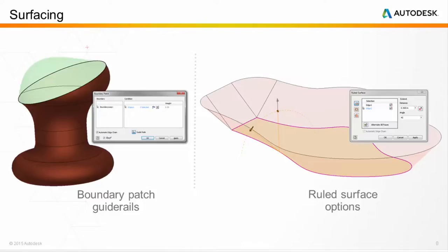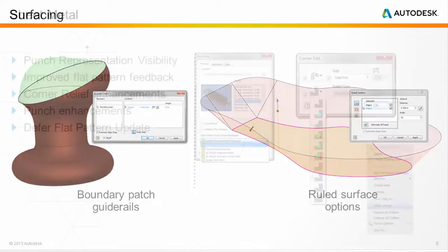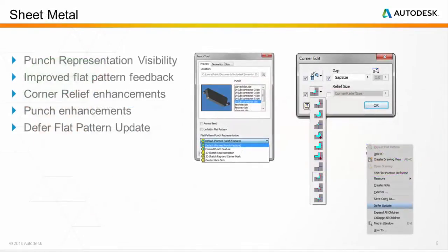Guide rails are added to the boundary patch command, and you can now use curves and points to shape the patch and more precisely control continuity and form. The ruled surfaces command has a new angle option for all surface types. The sweep option has been renamed to vector and now supports the selection of both edges and sketches to set the direction. New options in the sheet metal environment let you control the individual punch representation display.